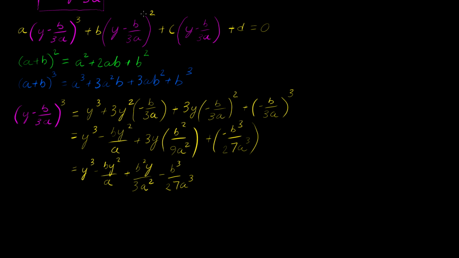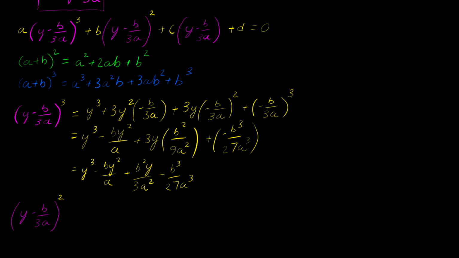So there we go, that's what all that simplified to, and now all we need to do is take y minus b over 3a squared. So let me go ahead and copy that. So I've got that term, y minus b over 3a squared.